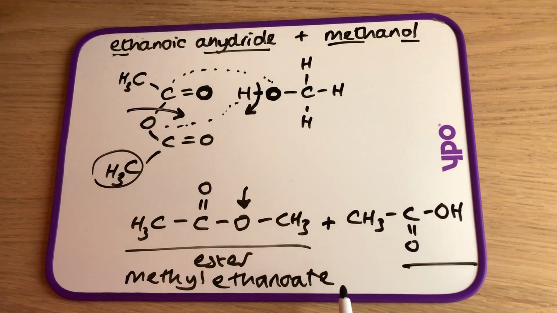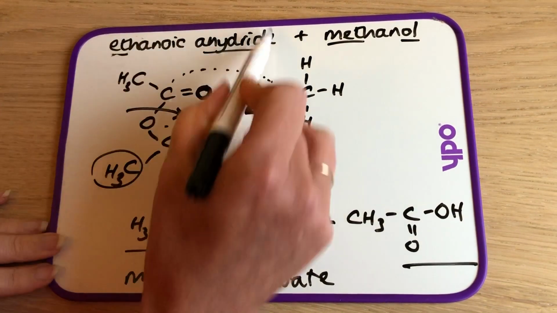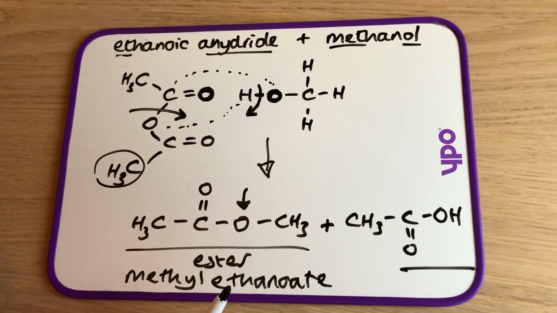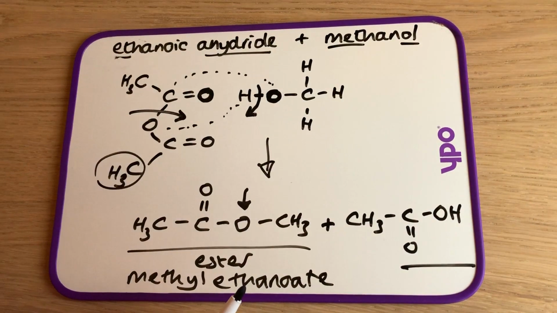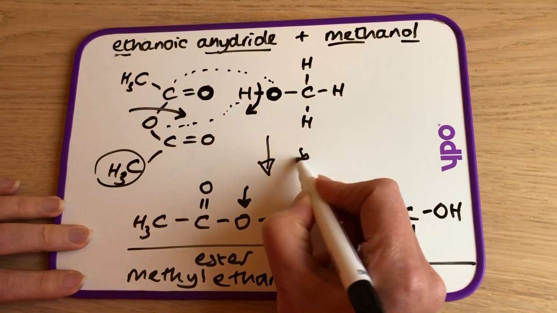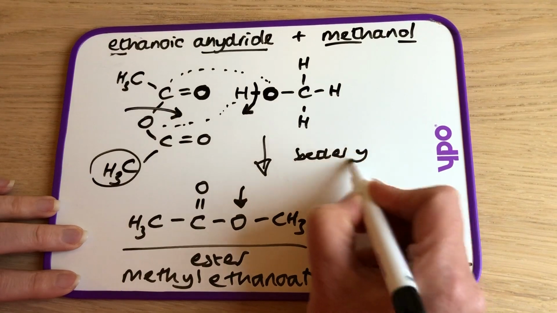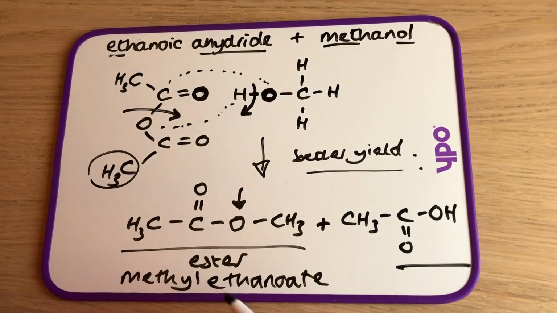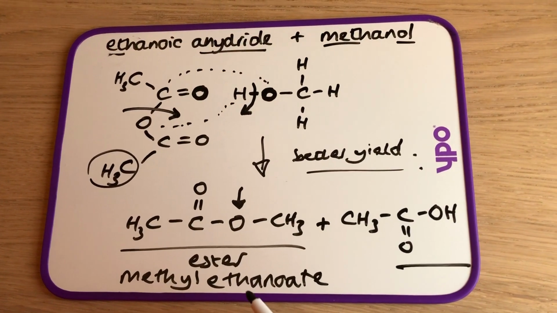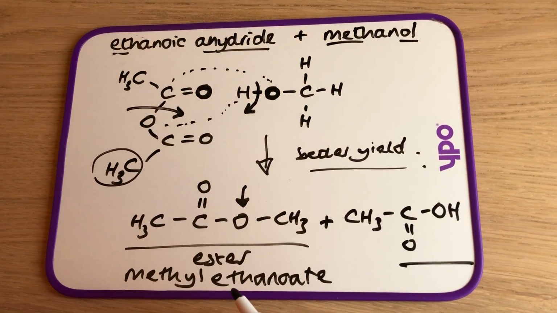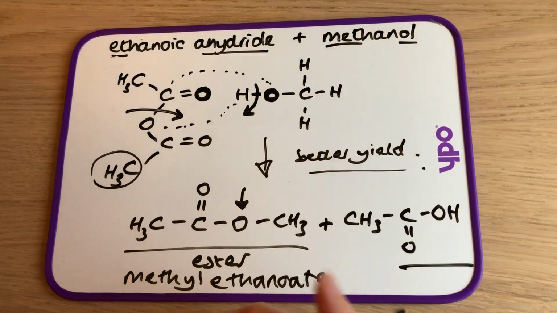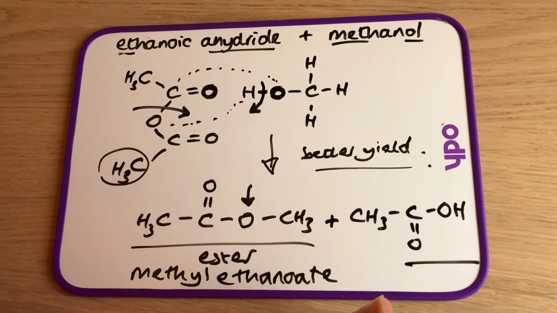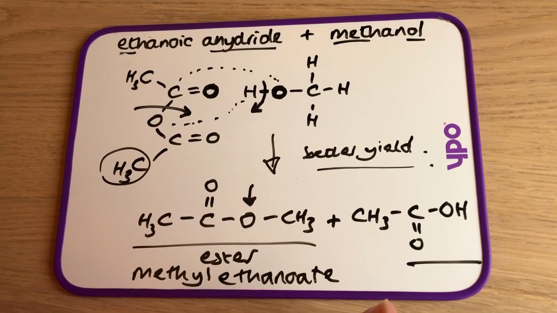Now the beauty of this reaction, instead of using the carboxylic acid to start with, is instead of it being reversible, it actually goes to completion. So you get a much better yield. Okay, so you get a better yield. The other advantage is you don't need to have a catalyst. You don't need to heat it up either, and you don't need a catalyst. So that's the reason why we'd use this instead.